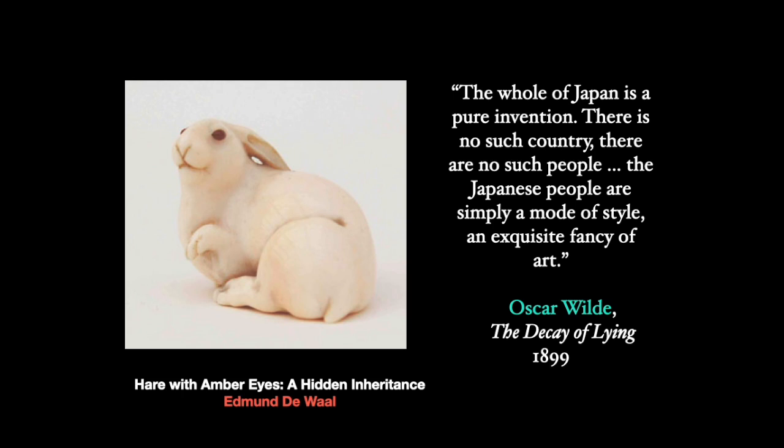And so for Oscar Wilde, this was the most wonderful thing because this is what he and Whistler have been arguing about all this time. Was that we can just look at something and not know anything about it and enjoy it. And so Japanisme was, in a sense, the aestheticists at their own game. Sure, it was from Japan, but what's Japan? As Oscar Wilde would say, the whole of Japan is pure invention. There's no such country. There's no such people. The Japanese people are simply a mode of style and exquisite fancy of art.